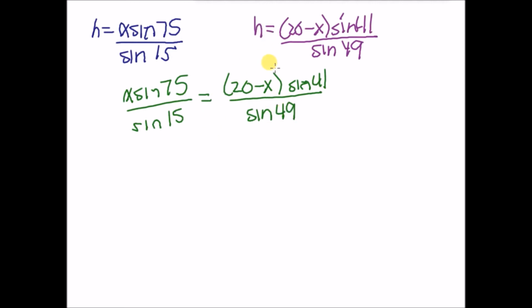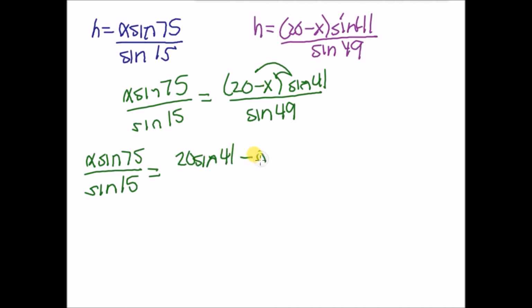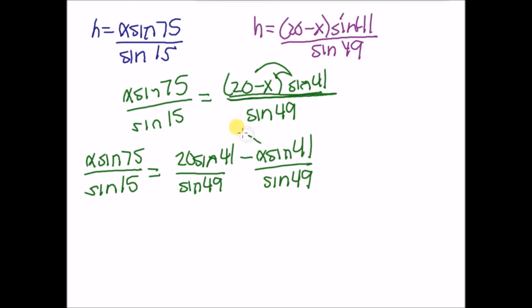Now let's distribute this in. So we'll leave x sine 75 over sine 15, and we get 20 sine 41 minus x sine 41. Both of these are over sine 49, so let's put them individually: 20 sine 41 over sine 49, and x sine 41 over sine 49. Now all we have to do is collect like terms. We have an x sine 41 over sine 49 over here, so let's bring that over. Let's actually just solve this so it's easier.